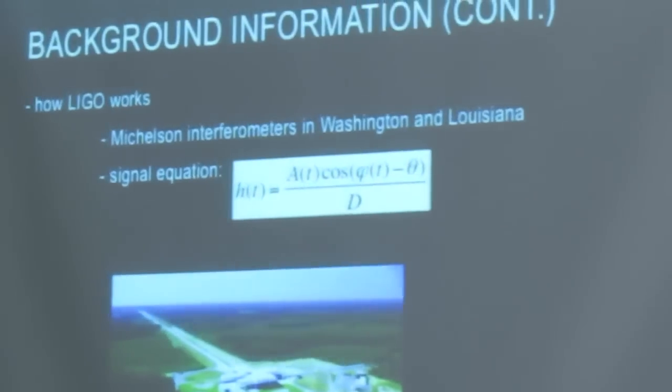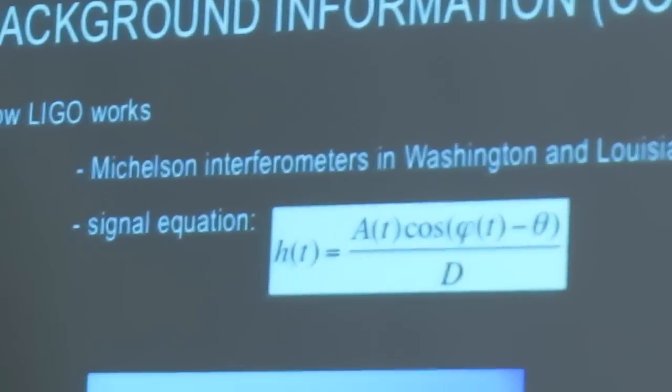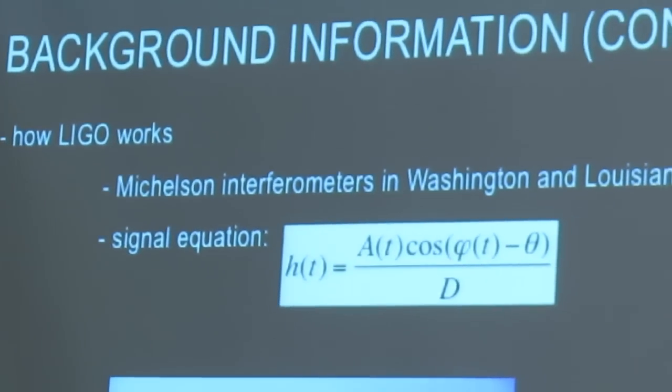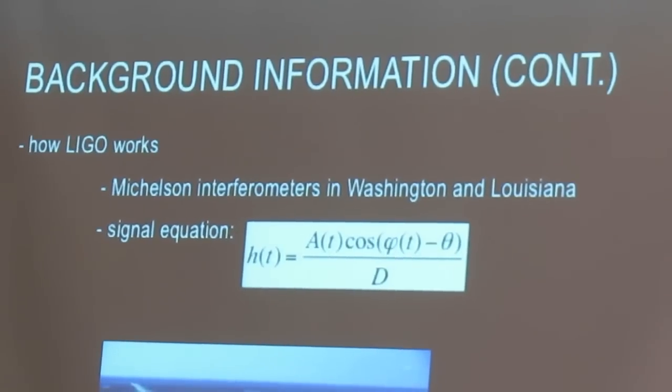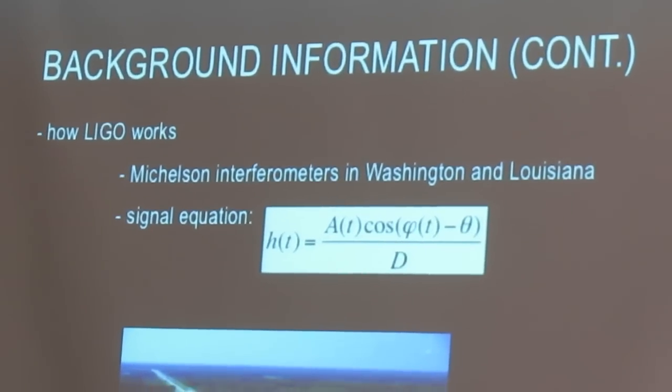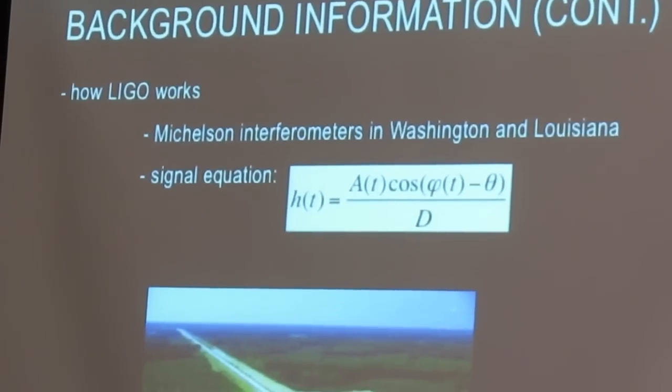And here is the equation for the signal, and you can see that it's sinusoidal because of the cosine, and it's inversely proportional to distance, that's a d, and the amplitude, A, is proportional to the frequency of the wave to the 2/3 power.